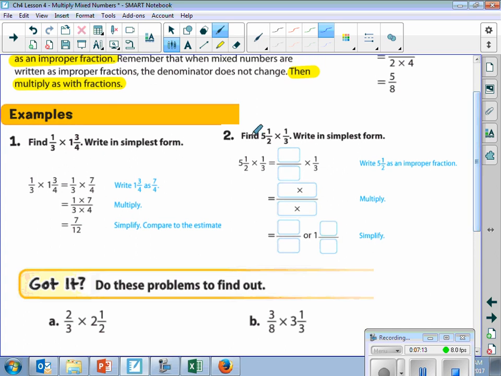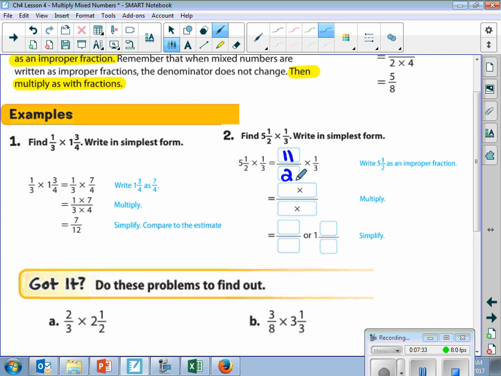So here we have 5 1/2. When we change that to an improper fraction, we have 5 times 2 is 10 plus 1. That's going to give me 11. And then again, the denominator stays the same. So that's 11/2. That's going to be multiplied times 1/3.